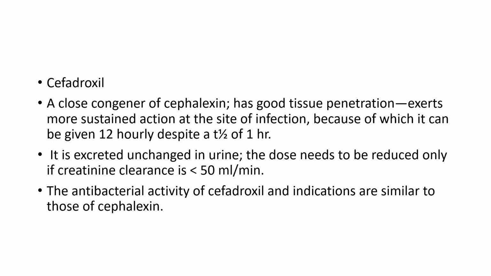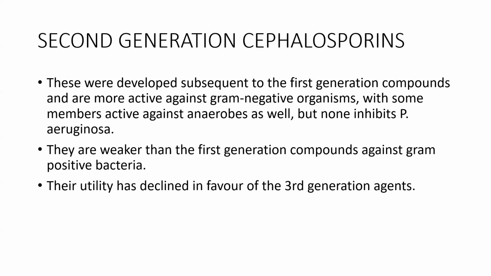Cefadroxil is a close congener of cephalexin. It has good tissue penetration and exerts more sustained action at the site of infection, because of which it can be given every 12 hours despite a half-life of 1 hour. It is excreted unchanged in the urine and the dose needs to be reduced only if creatinine clearance is less than 50. The antibacterial activity and indications of cefadroxil are similar to those of cephalexin.